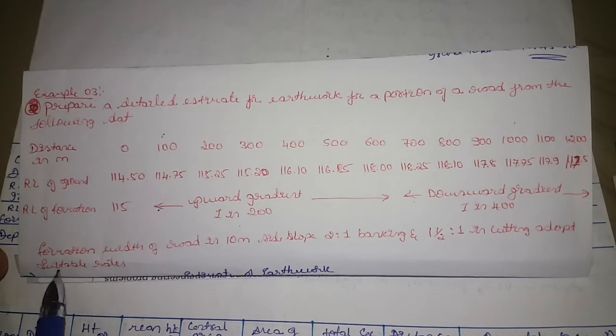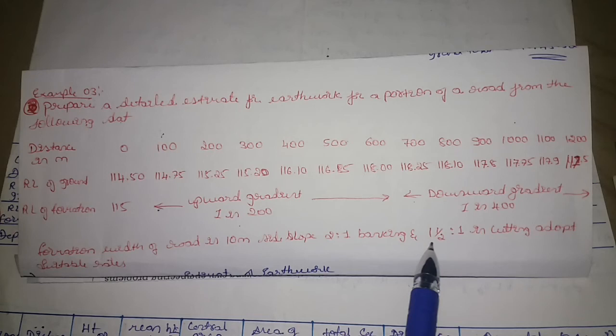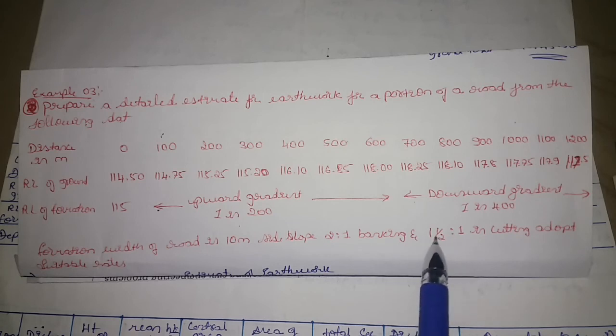The other things given in the question are the formation width of the road, B, which is 100 meters, and the side slope of 2:1, so S becomes 2 in banking, and 1.5:1 in cutting. Adopt suitable rates. So whenever we are dealing with banking, we take the slope as 2. Whenever we are dealing with cutting, we take the slope as 1 in 1.5. You need to go for a rate analysis also; at the end we will solve that part.